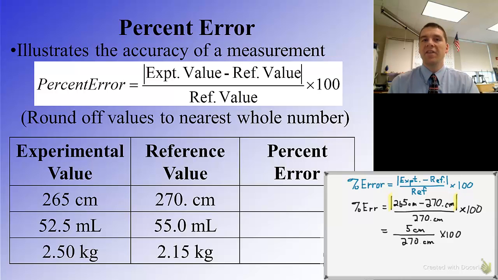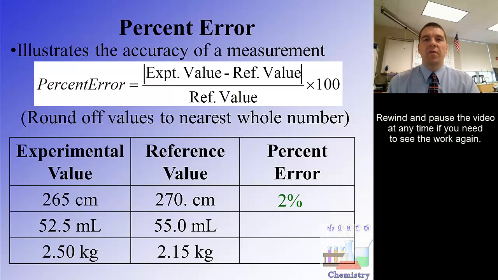If you get a number that's less than 1%, that's great, but we don't want to report it as 0 because there might still be a little bit of error there. So if it's less than 1, round it off to the nearest 1/10%. So you should get 2% for that first example.